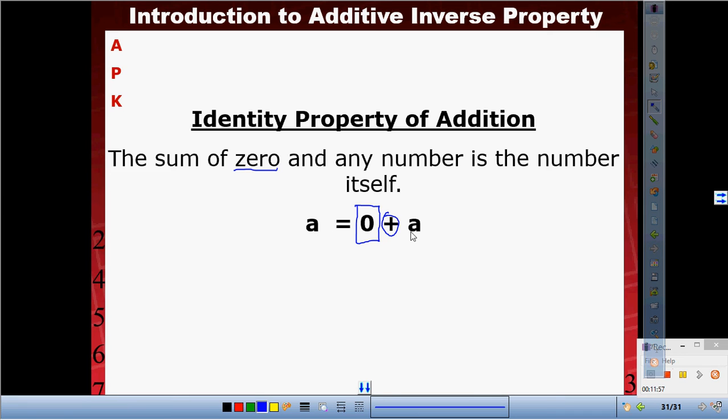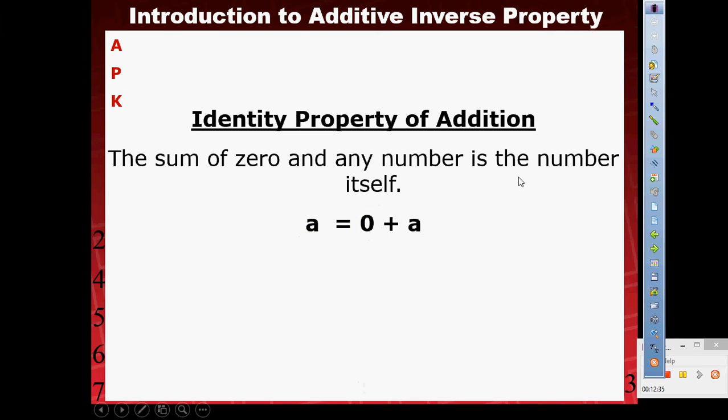So anyways, here's A looking in the mirror, and what's on the other side? A. It's identical. You guys see that? That's why this is called the identity property. Let's see it with numbers. Let's see if it works. 7 is looking in the mirror. What do you see on the other side? Is it identical? Yes, that's why it's called the identity property of addition.